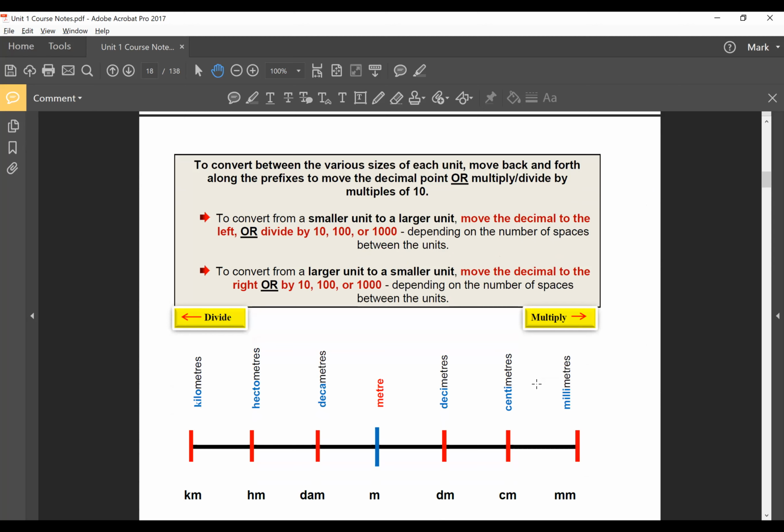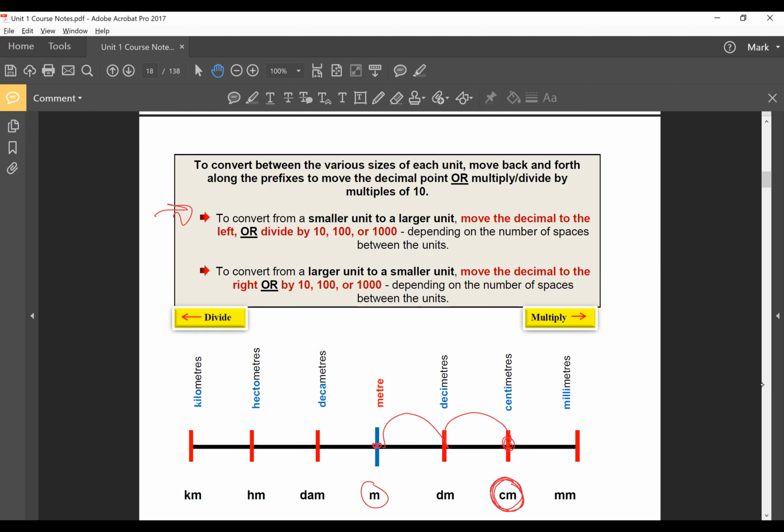To go from a smaller unit to something much larger, maybe I want to go from centimeters to meters or centimeters to kilometers, we're going to move the decimal place left or divide by the factor. Now, let me explain this. Imagine I'm asking you to convert the centimeter, which is here, to the meter. Well, I'm asking you to go backwards two decimal places or divide by 100.